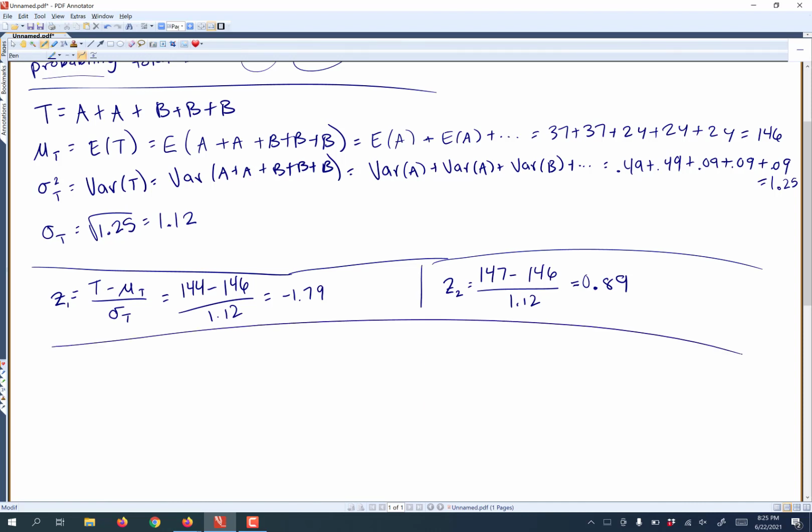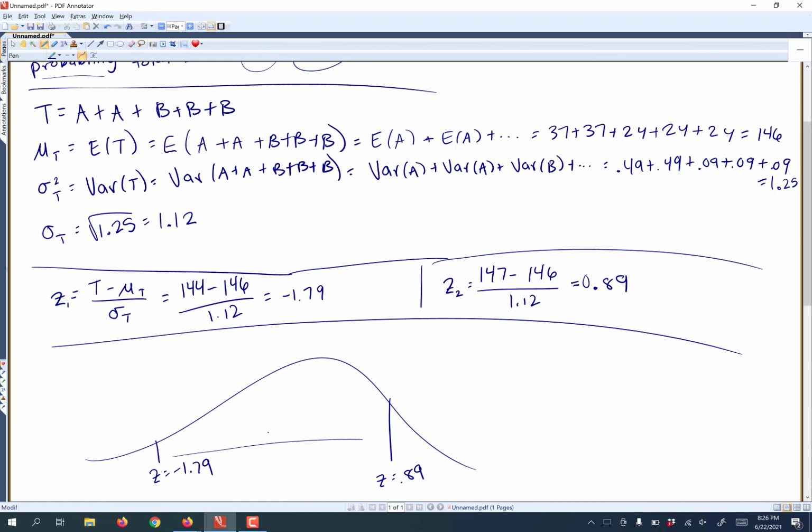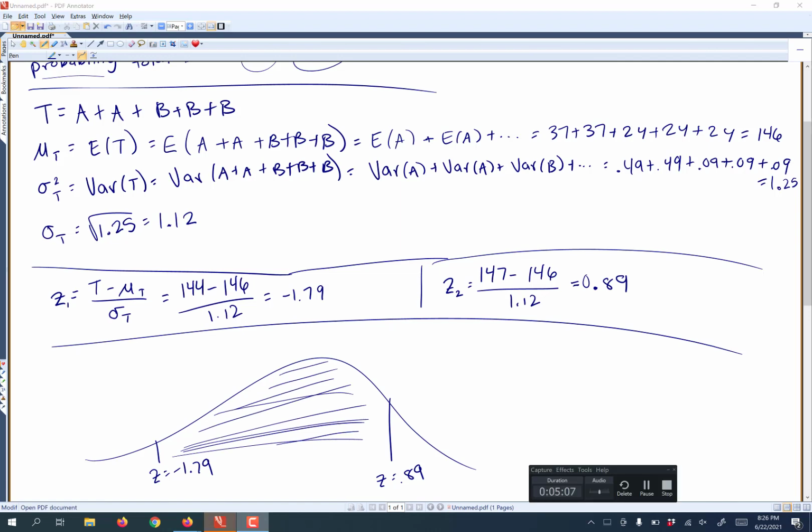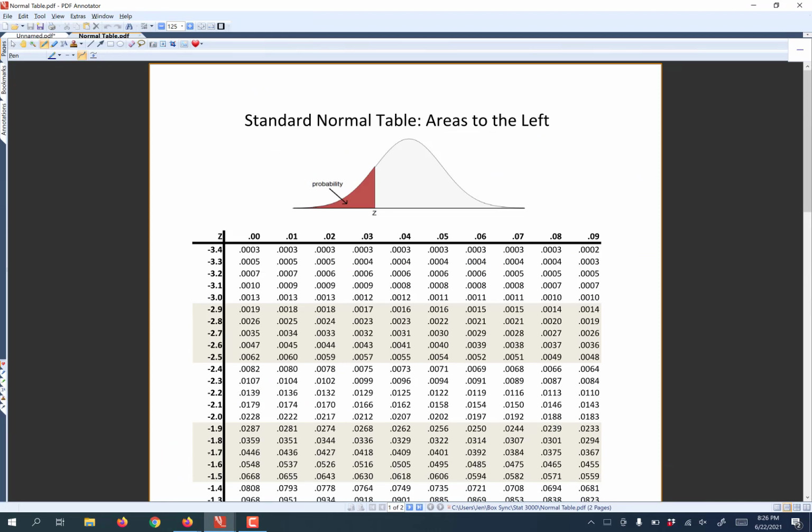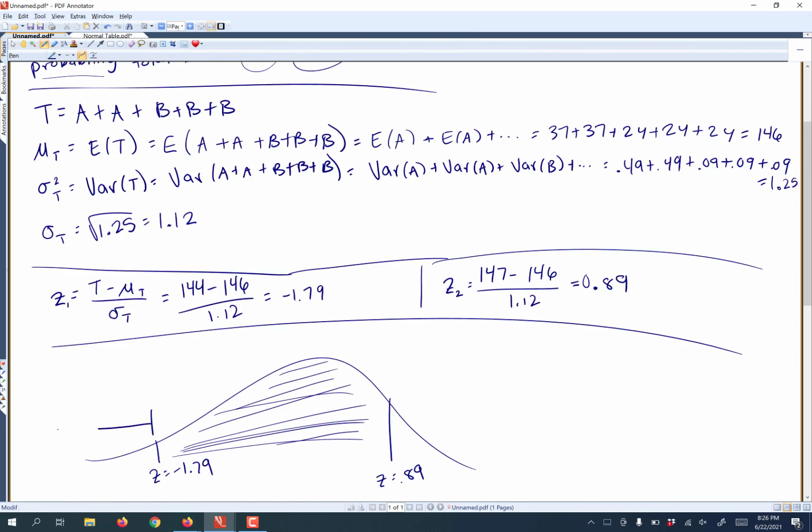Now I make sure I always draw a picture every time. So here is z equals negative 1.79. Here is z equals 0.89. Notice it's not to scale. That's okay. So now I know that I want to shade in the middle. It said what's the probability the total length is between these values. So I'm shading in the middle. I'm going to pull up my normal table. I'm looking for negative 1.79, so my negative 1.7, go to the 9. Looks like the area to the left of negative 1.79 is 0.0367. So this area from here to the left is 0.0367.